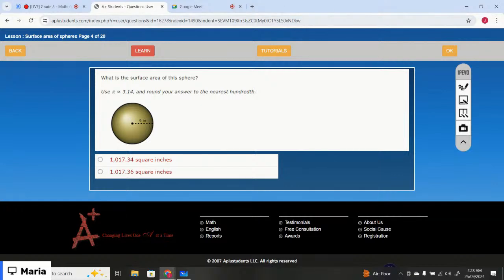Which is the correct option? You have to use the formula, that is surface area equals 4 pi r square. 4 times 3.14, r is 9. So let's just multiply, that is 1017.36. Option number 2 is the correct option, right? The correct option is option number 2.